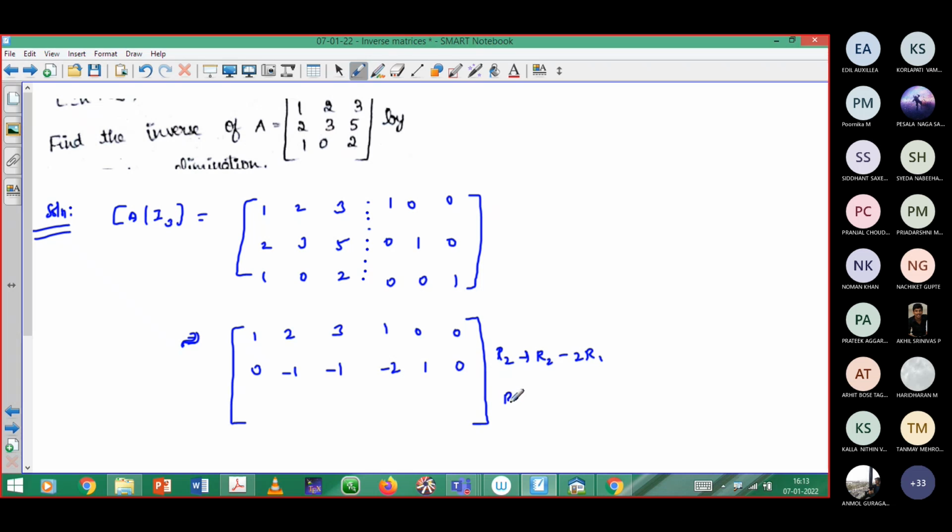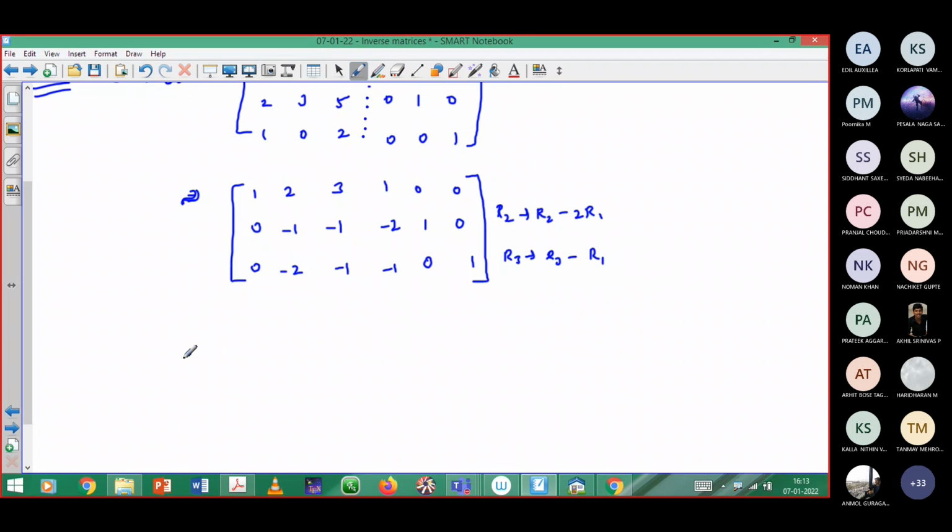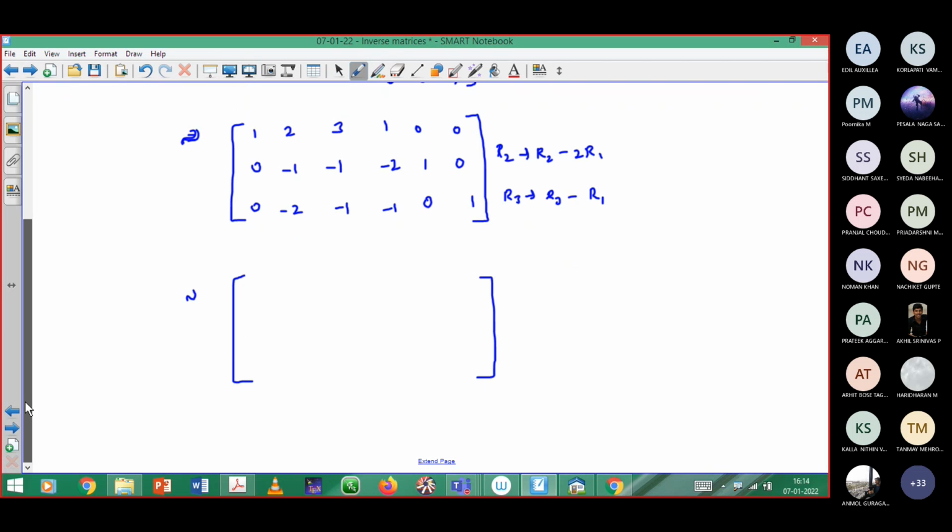Next, R3 becomes R3 minus R1, that is an easier process. So 0, minus 2, minus 1. Please correct me if I am writing any negative signs or wrong entries. Next 0, 1. After this, there is still a pending part to convert to echelon form.